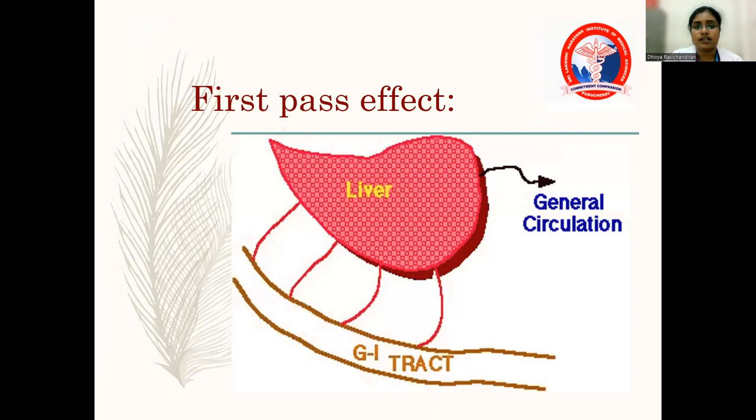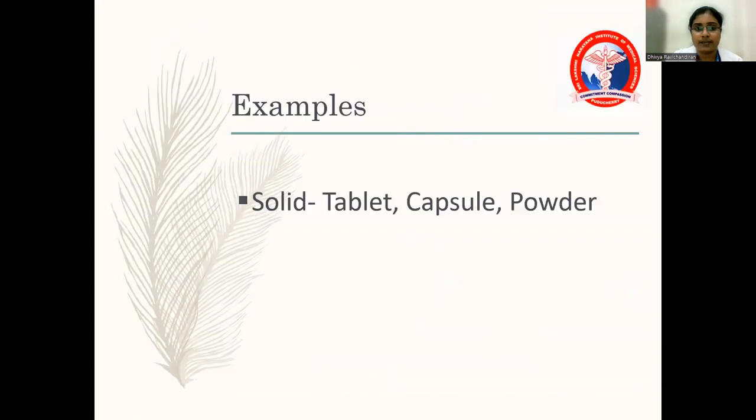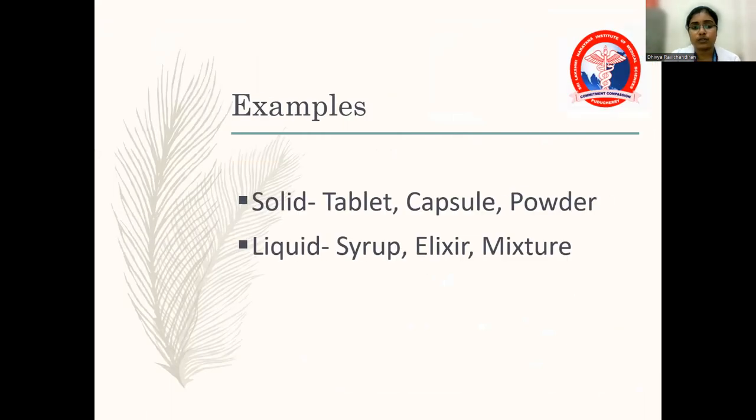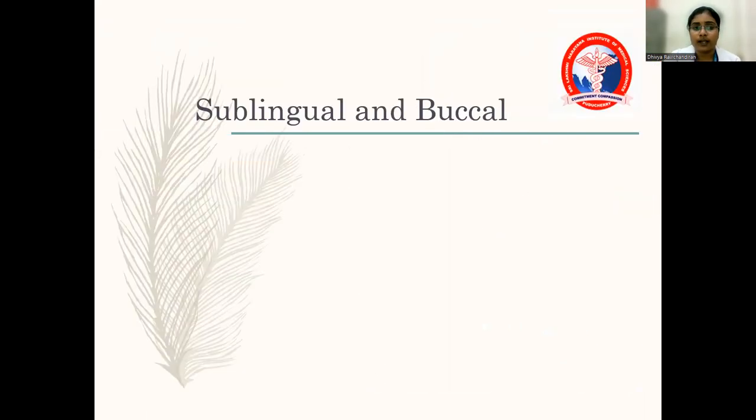So as I already said, this is first pass metabolism. Whenever you are giving any drug from the GI tract, it is taken by the portal circulation to the liver for biotransformation or metabolism of the drug, and then it is released into the general circulation. Examples for solid form are tablets, capsules and powders. For liquid form, it is syrup, elixir and mixture. Then sublingual and buccal. So these solids and liquids are mostly given through oral route.